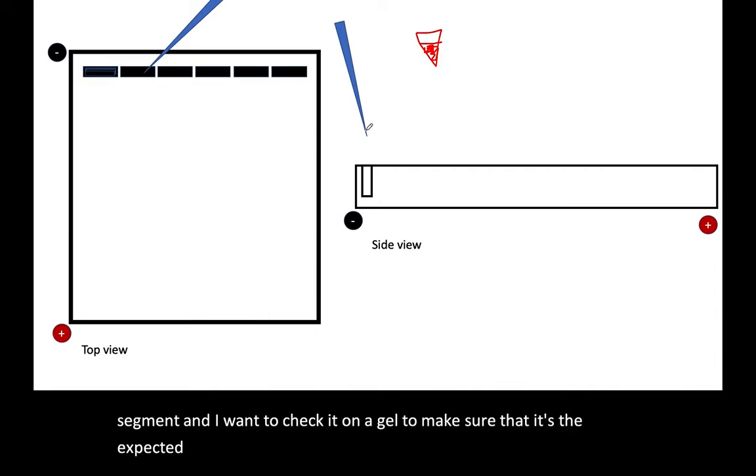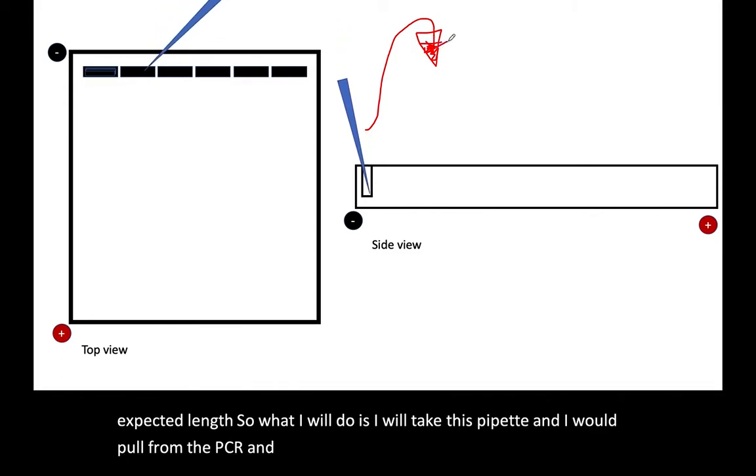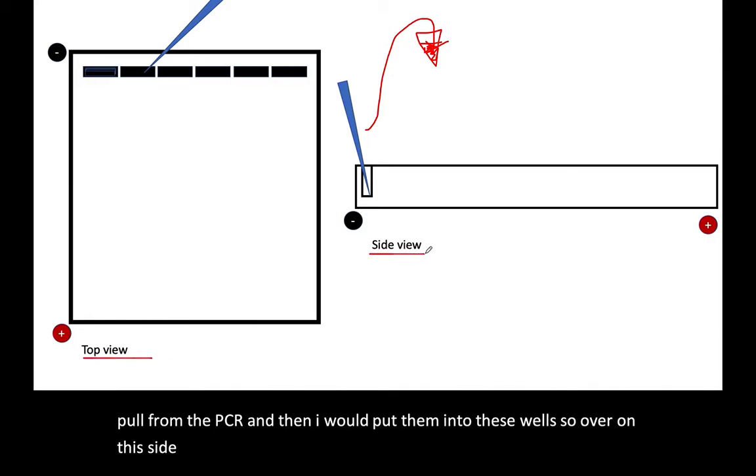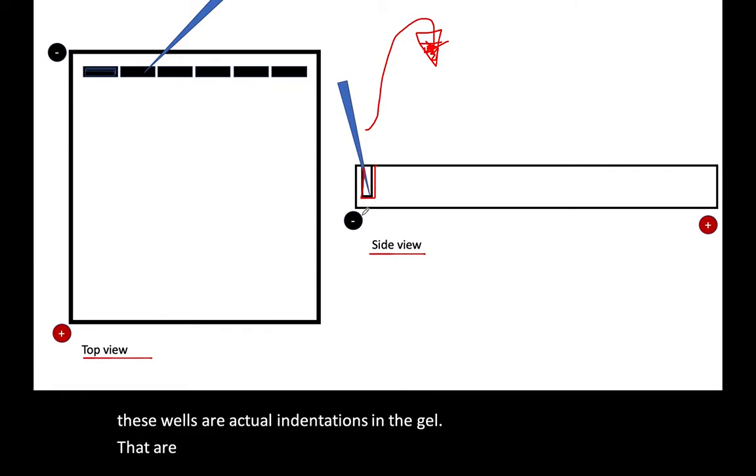So what I would do is take this pipette and pull from the PCR, and then put it into these wells. So over on this side is top looking down, and then this side is looking from the side. So these wells are actual indentations in the gel, they're empty space that you can fill. So if I fill it, this is what it looks like.